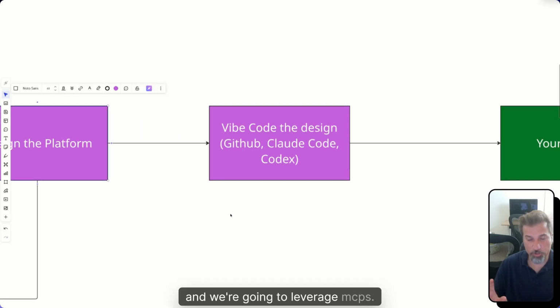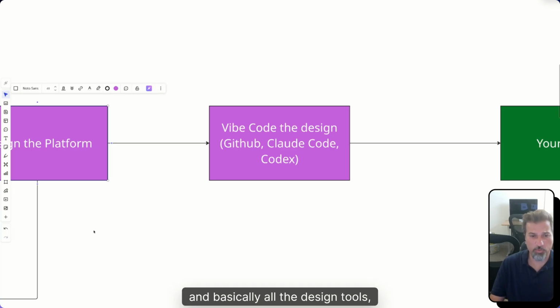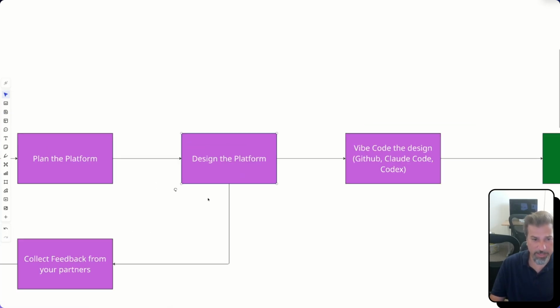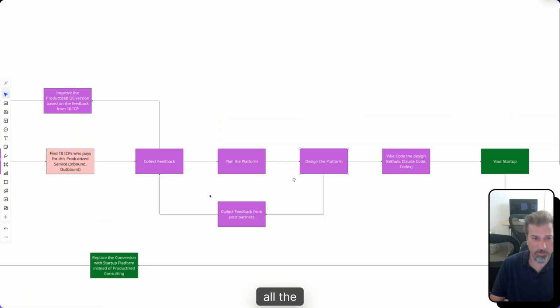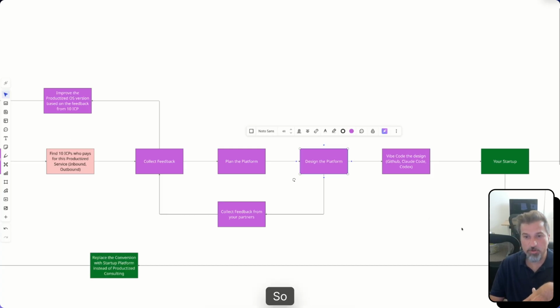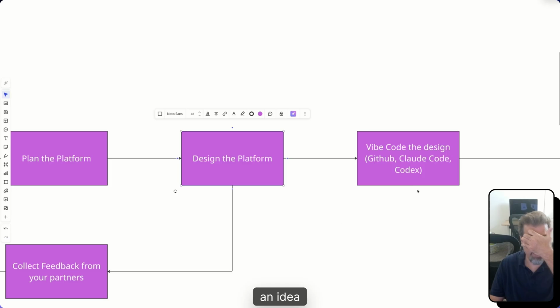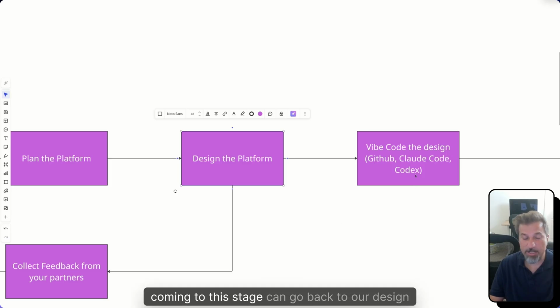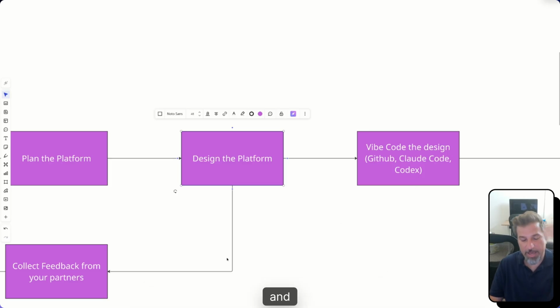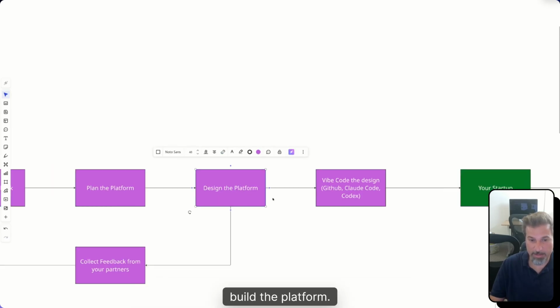And we're going to leverage MCPs. I'll talk to you about that, how it works. Basically all the design tools, all the marketing tools that we will work with, all the academies, everything, they will have MCPs, which means that they can talk to different sections. So a feedback that we collect here would go back to our design, and an idea coming to this stage can go back to our design, and we're gonna leverage these tools to basically build the platform.